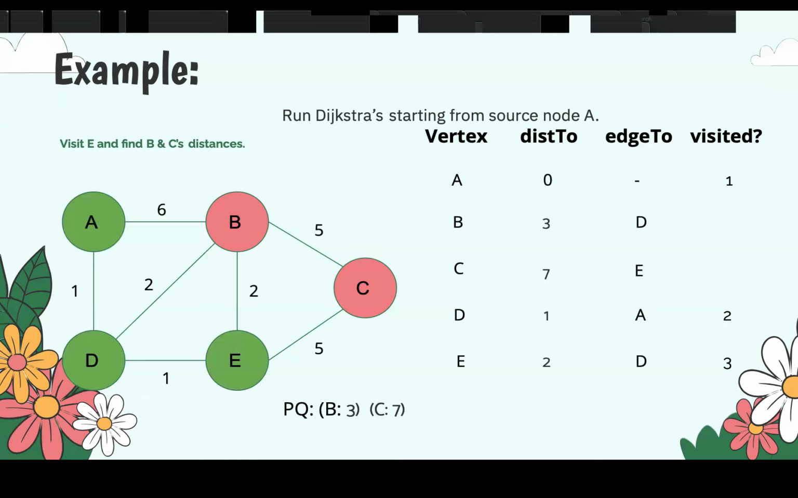But anyway, we're on B now. B is the least distance from A in the priority queue. We explore all the children of B. C is 5 away from B. 5 plus 3 is 8. 8 is greater than 7, so we don't update C. And then everything else has already been visited.